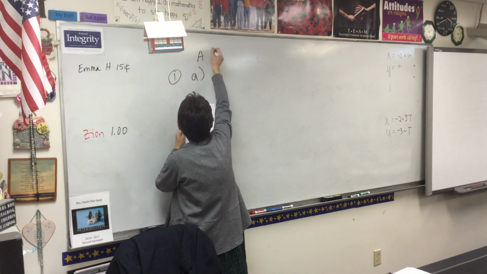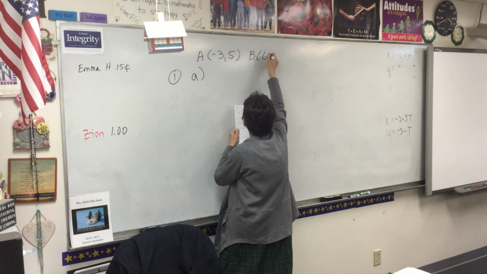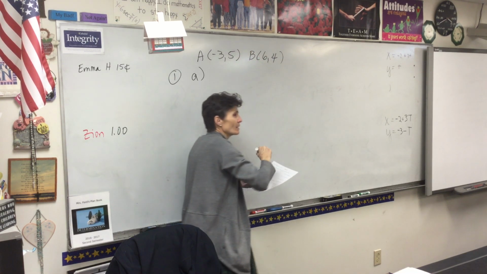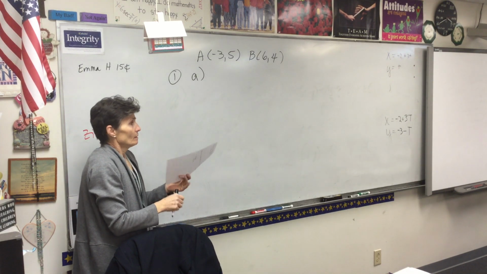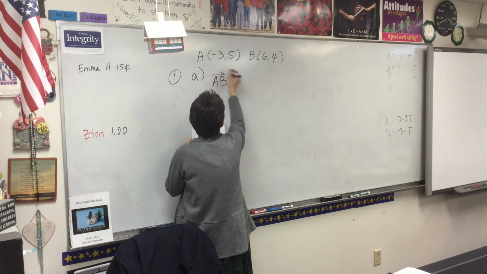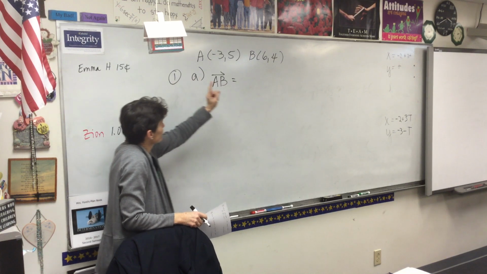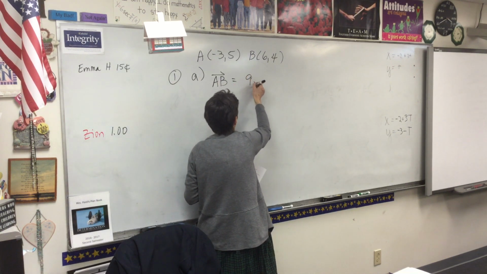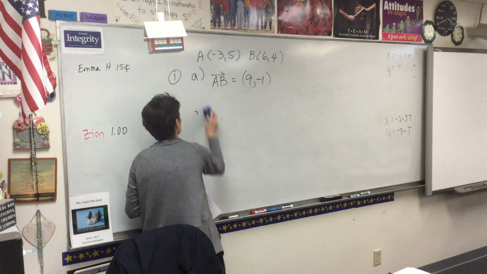So we need the vector. I think we have 5 more minutes. We can get part 1 done. Okay, so we want the vector AB. That's it. Easy peasy. Don't miss this. The vector from A to B is 9, -1. You are perfect.